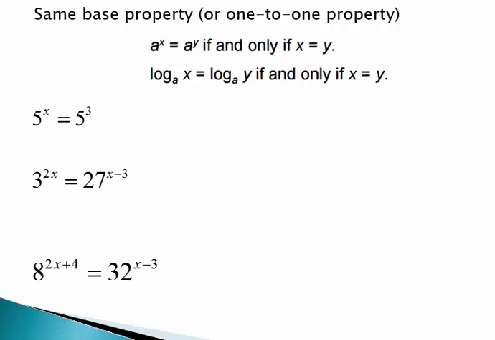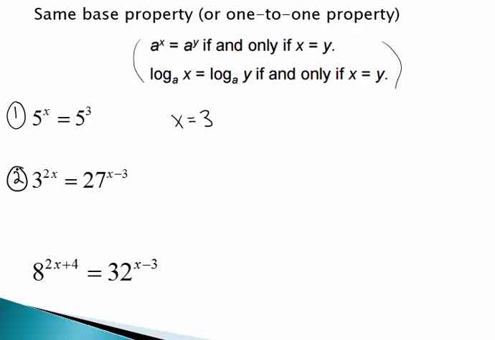For example, in this first example, if I have 5 to the x equal 5 to the 3, what do you think x has to equal? X has to be 3, which kind of makes sense. There's no other value for x that would make that statement true. If we read the property up here, if a to the x equals a to the y, then x has to be y. And that goes with the logs as well. So basically, if we have the same base, we just equate the exponents. That will be our goal.